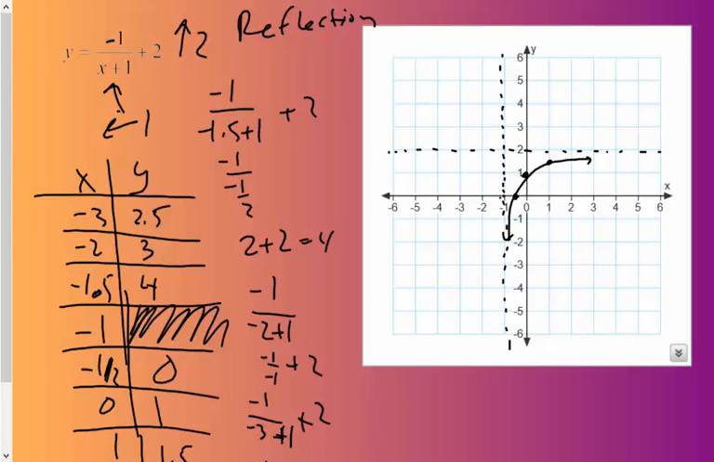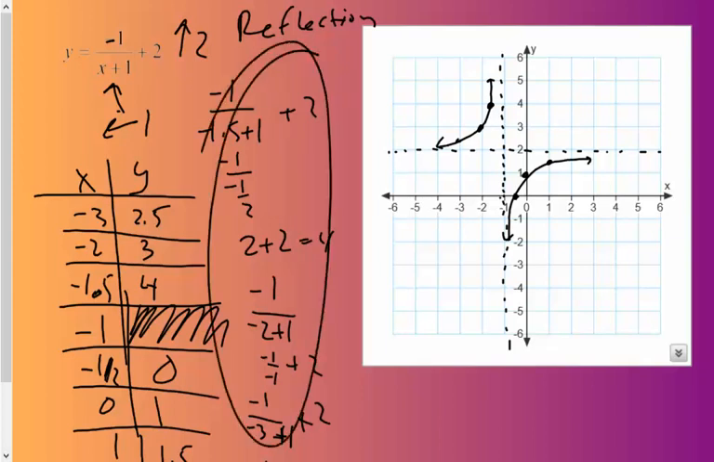So -1.5, comma 4 is up here. -2, comma 3 is right there, and -3, 2.5 is right here. So you can see the toughest part in this process is all of this arithmetic. It's just a lot of arithmetic.